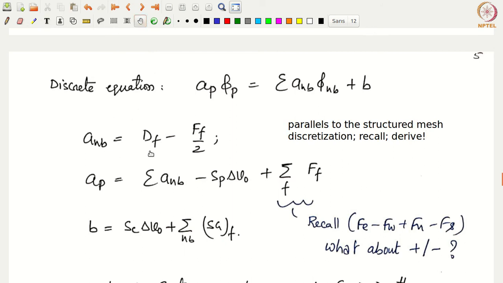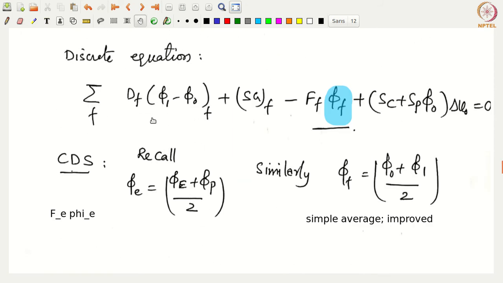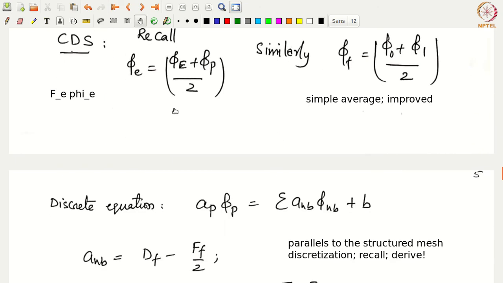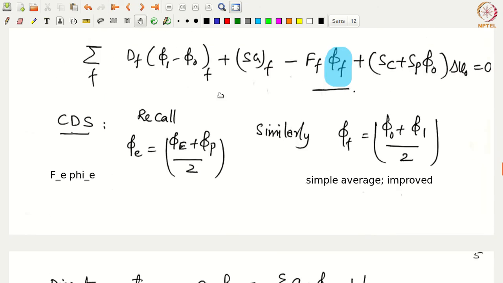A and B, in the context of structured mesh, was De minus Fe by 2, right? So if you go about here again, this would be DF minus FF by 2, right? That's what we will get for the neighbors. So that is your A and B. A and B would be DF minus FF by 2, because this will stay on the left hand side, that is the coefficient of phi nb, right?